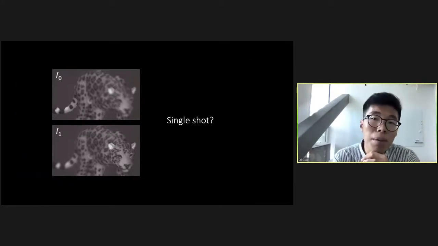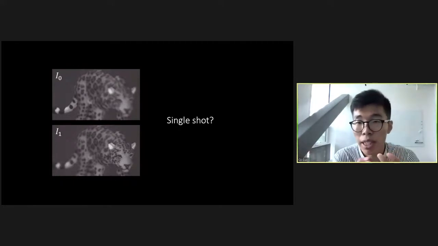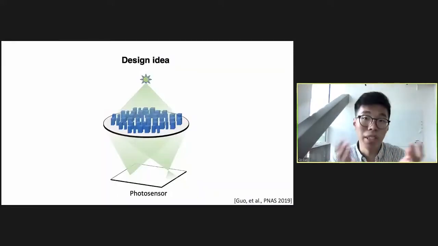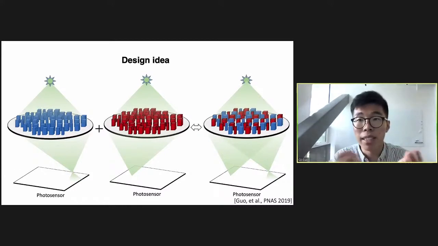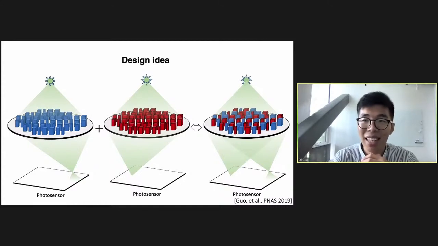In our previous setups, the two images are captured sequentially, so the object is assumed to be static during the capture. We'd like to design a new optic that captures the two images in a single shot. The idea is to design a metasurface that simultaneously forms two off-axis focal spots with different focal lengths for a single point source. This can be done by separately designing two metasurfaces, each acting as an off-axis focusing lens, and interleaving the nanostructures of the two together.